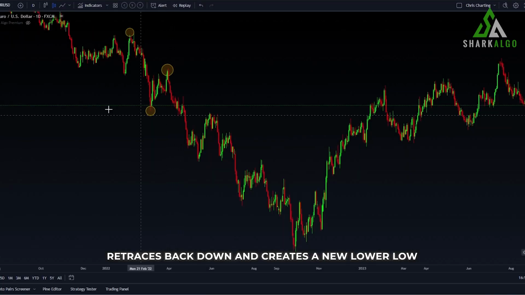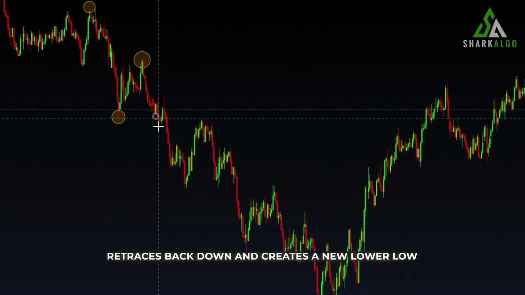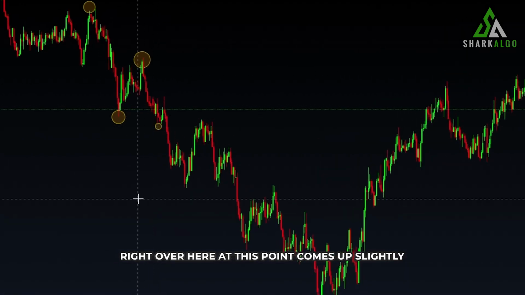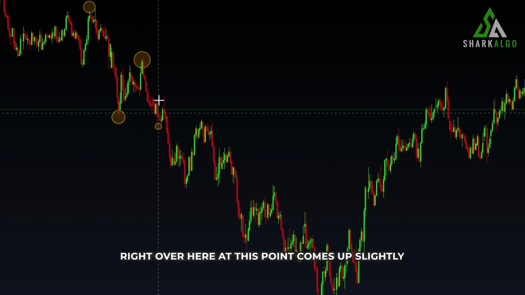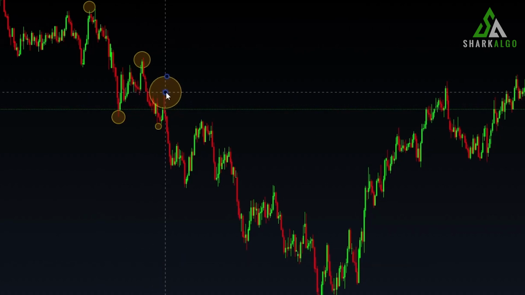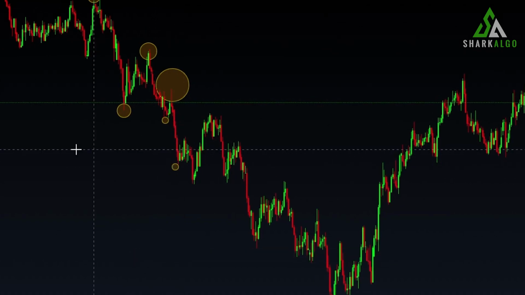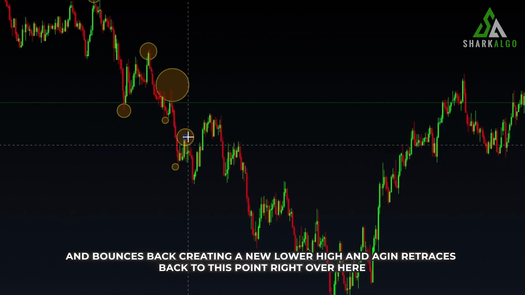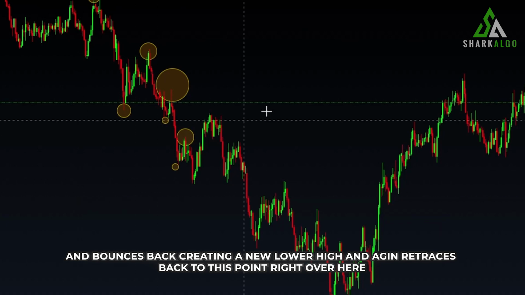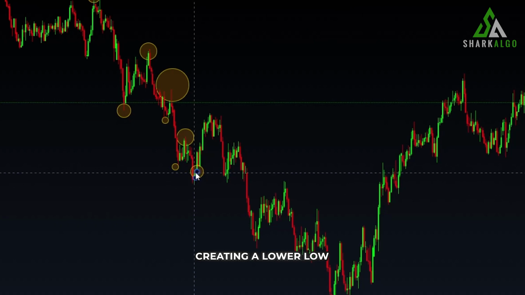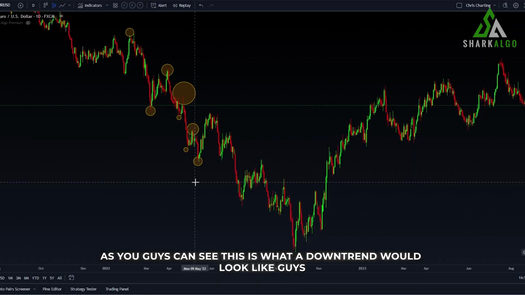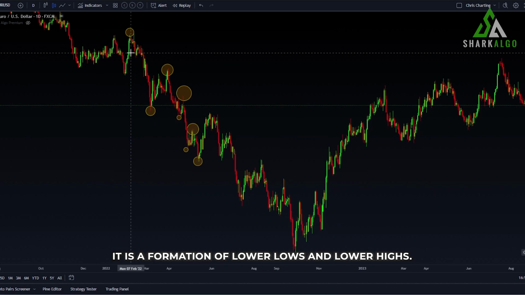Retraces back down and creates a new lower low right over here at this point, and comes up slightly and retraces all the way back down again to here and bounces back, creating a new lower high, and again, of course, retracing back to this point right over here and creating a lower low. And as you guys can see, this is what a downtrend would look like, guys. It is a formation of lower lows and lower highs.